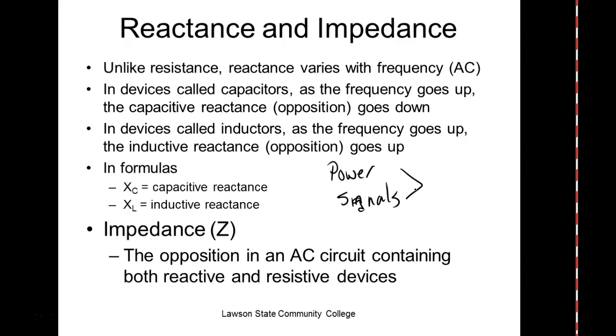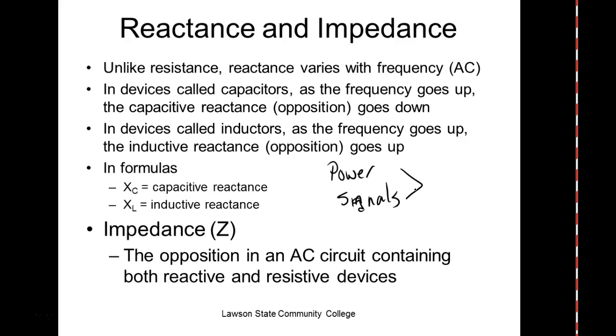So when we start adding XL and XC, unlike resistors, reactance varies with frequency. Devices called capacitors, as frequency goes up, capacitive reactance goes down. Devices called inductors, as frequency goes up, inductive reactance goes up. So we got two things that are basically opposite of each other. It's kind of like parallel and series circuits. Just about everything you say about a series circuit, you'll reverse it when you talk about parallel. Well, that's the same thing true with inductors and capacitors when you put AC on them.